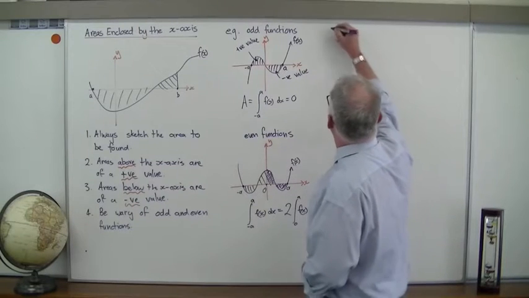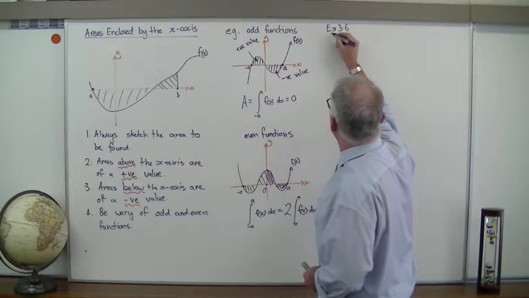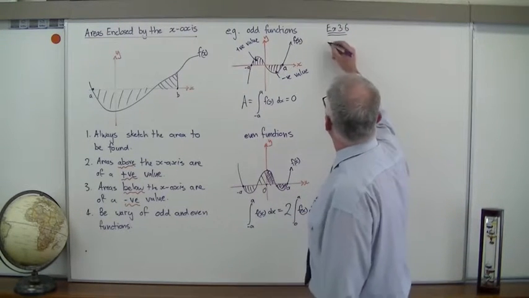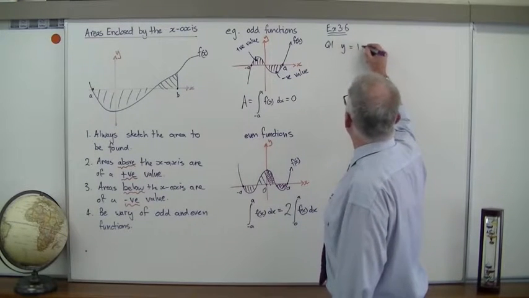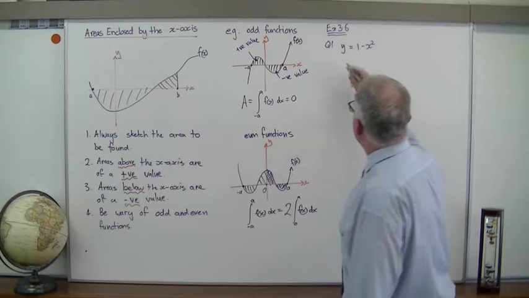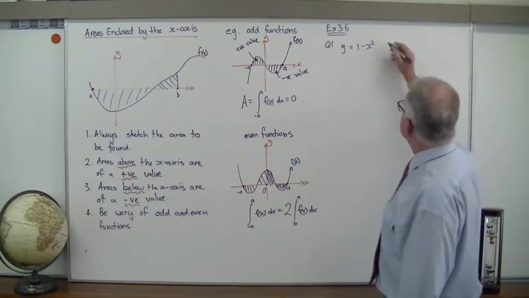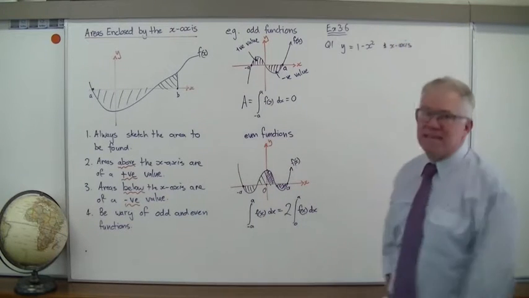So let's go into exercise 3.6 and I'll do some examples and hopefully that will help clarify things that we've got to do. So for question 1, we're given y equals 1 minus x squared and we want to find out what the area is between this function and the x-axis. Okay, so this function and the x-axis.